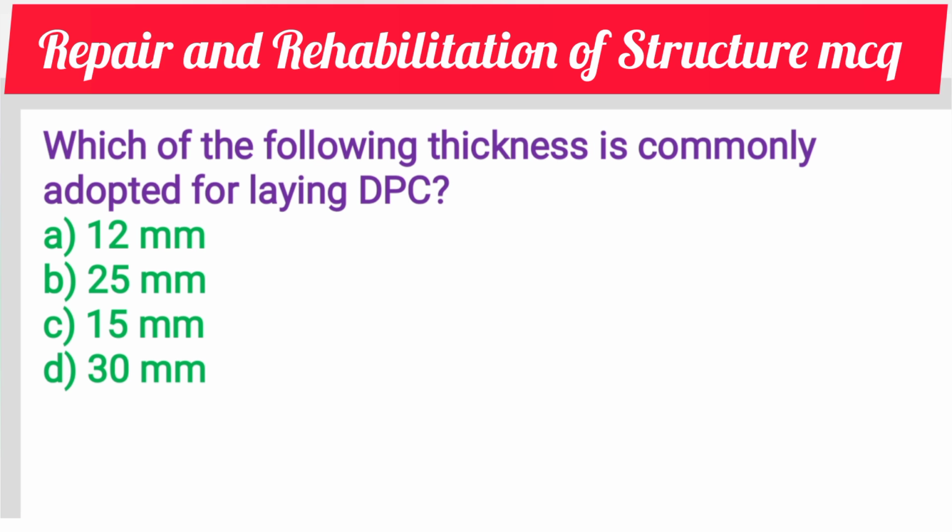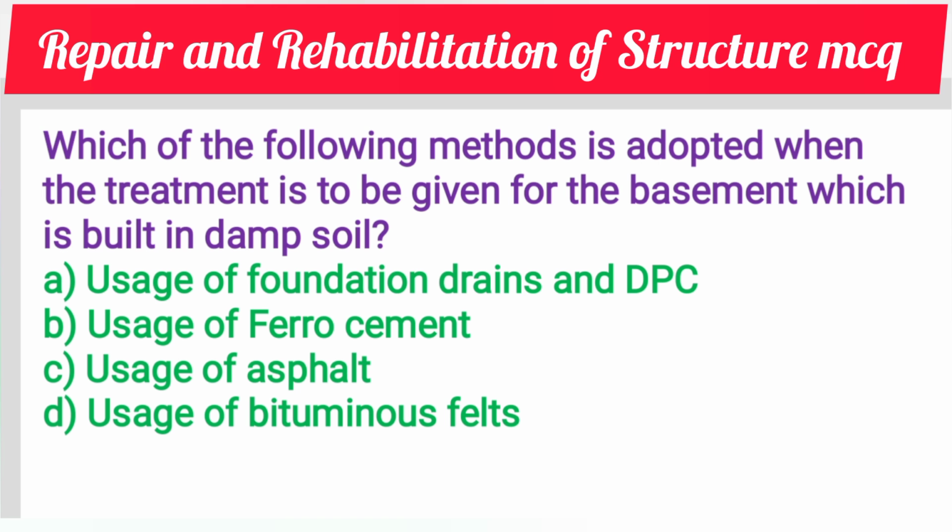Next question, which of the following thickness is commonly adopted for laying DPC, that is damp proof course? Option A, 12 mm. Option B, 25 mm. Option C, 15 mm. Option D, 30 mm. So the correct answer is option B, 25 mm. Next question, which of the following method is adopted when the treatment is to be given for the basement which is built in damp soil? Option A, usage of foundation drains and DPC. Option B, usage of ferro cement. Option C, usage of asphalt. Option D, usage of bituminous fills. So the correct answer is option A, usage of foundation drains and DPC.